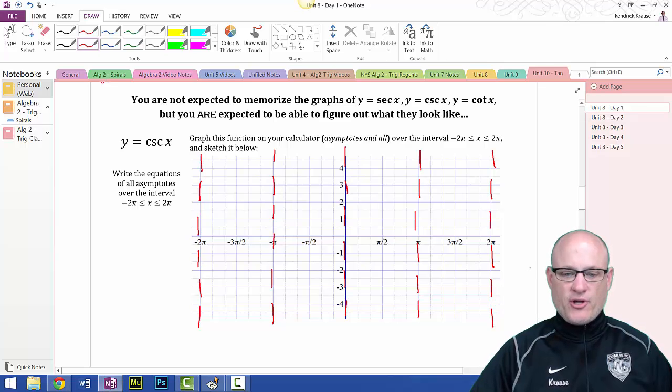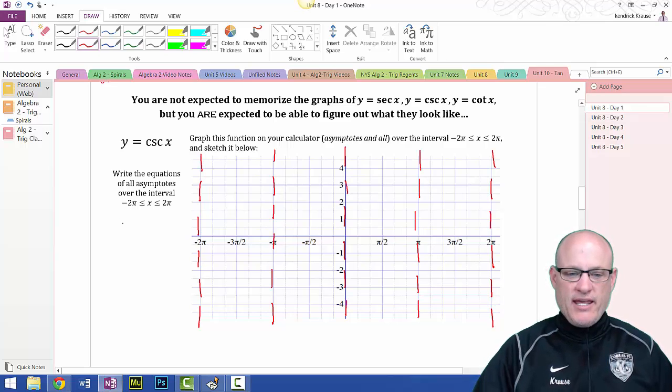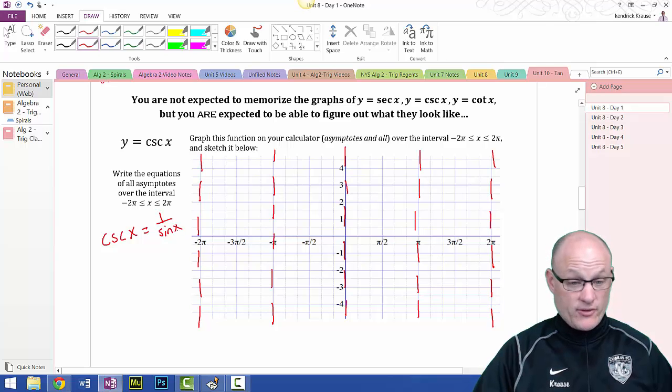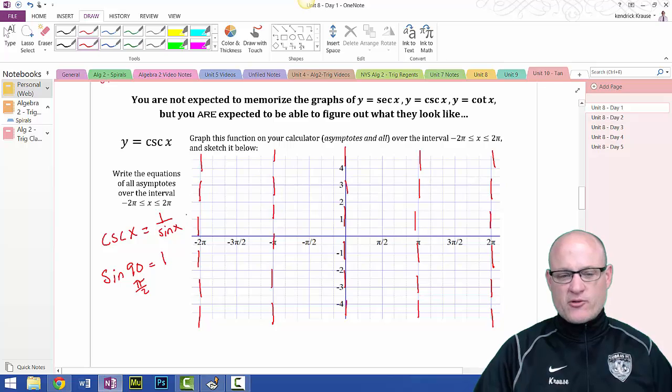All right, so isn't cosecant x just 1 over sine of x? Yes, it is. And what is the sine of 90 degrees, which is really pi over 2? Would you agree that's 1? So this would be 1 over 1 at 90 degrees. Right there.